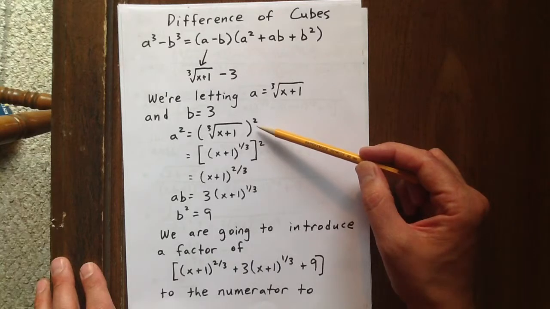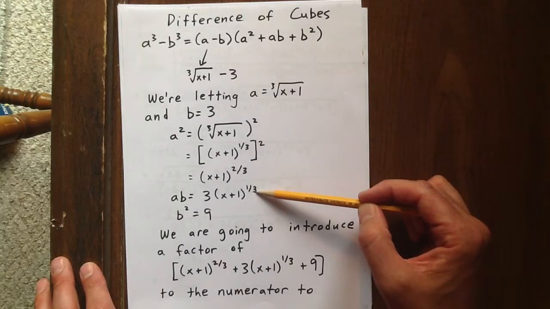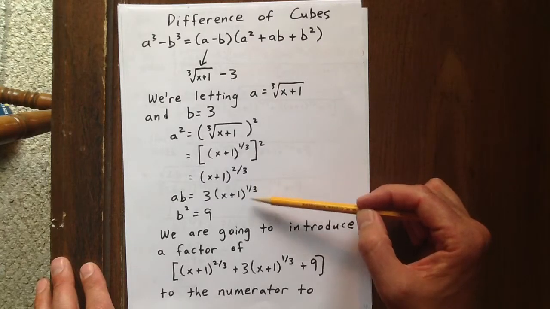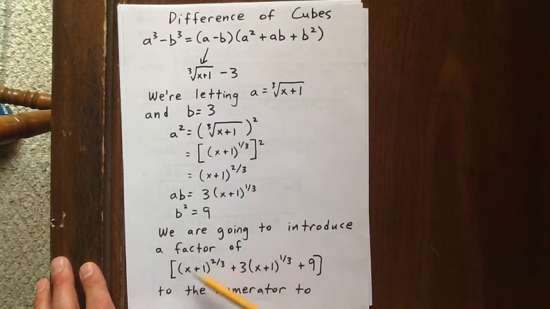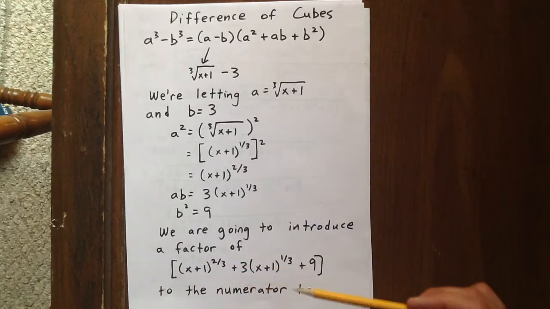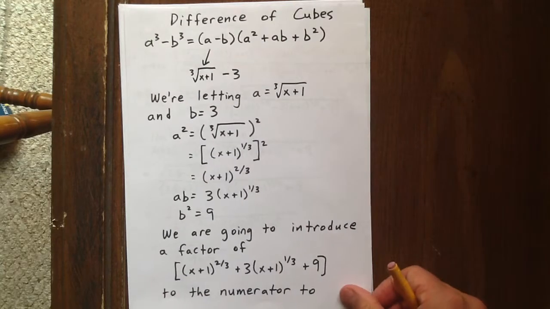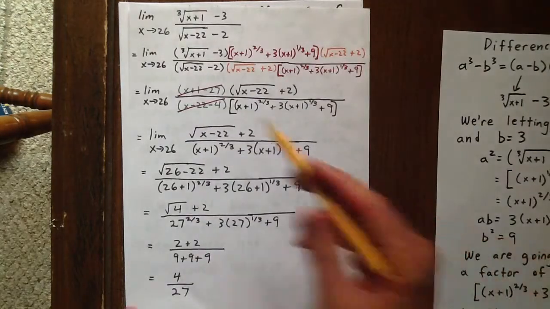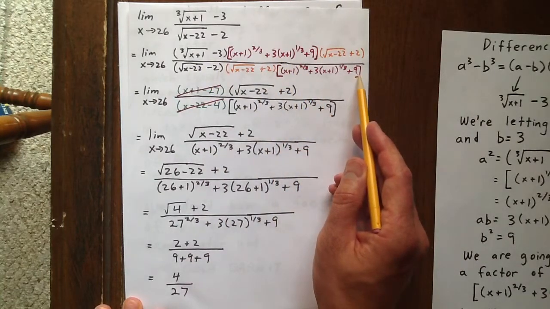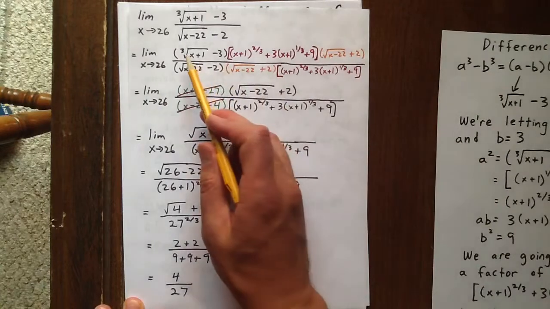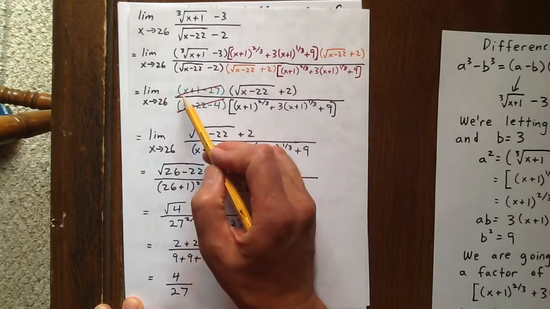Well, that means a squared is going to equal (x plus 1) to the 2/3, ab is going to equal 3 times (x plus 1) to the 1/3, and b squared is going to equal 9. So we're going to introduce a factor of (x plus 1) to the 2/3 plus 3 times (x plus 1) to the 1/3 plus 9 to the numerator to complete the difference of cubes, but also introduce it to the denominator to be fair. Now, when you multiply the cube root of x plus 1 times (x plus 1) to the 2/3, you get x plus 1.